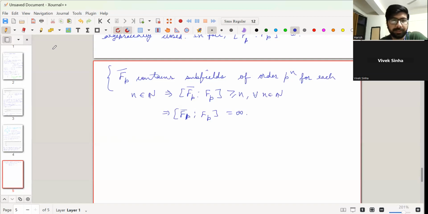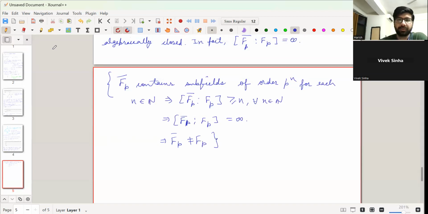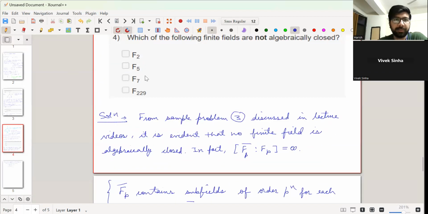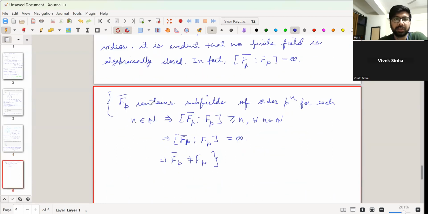Okay, so this certainly implies that the closure of Fp is not the same as Fp. And here all these are prime numbers, so for all of them, they are not algebraically closed. So all options are correct.